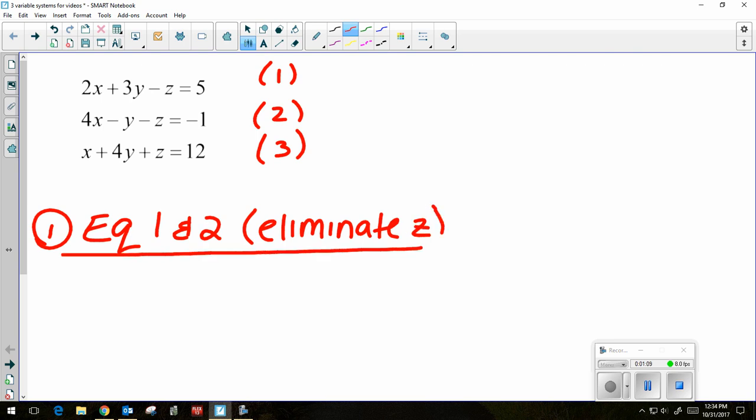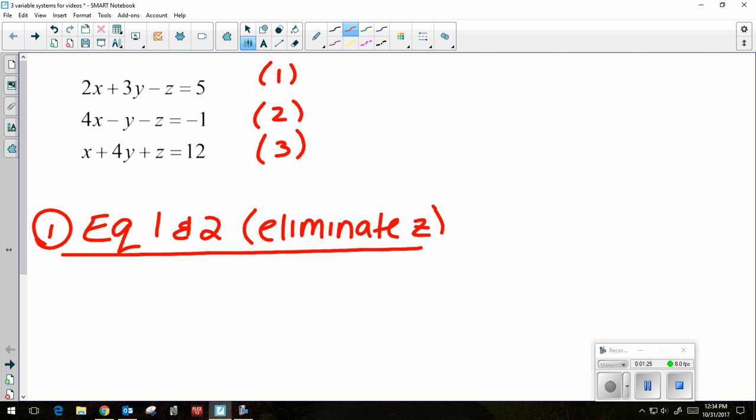You can eliminate y, you can eliminate x, you can pair up equations 1 and 3. There's a whole bunch of different ways to do this, but you should get the same answer. The steps will be a little different along the way, but your x, y, and z in the end will be the same.